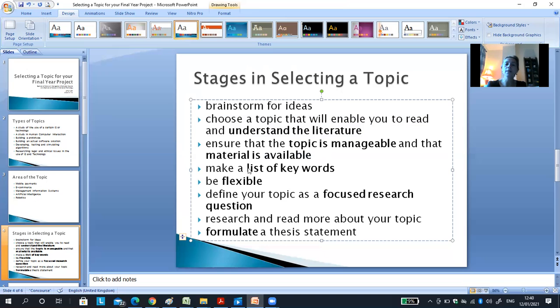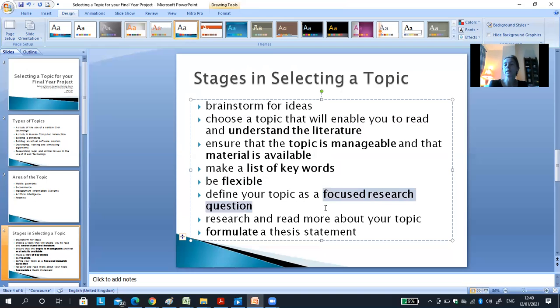Another good idea is to make a list of keywords. You know, look at the topic and your proposal. What are the keywords that you feel you can extract? Be flexible. What does this mean? You might have to tweak your topic. Don't give up, right? Easily. You might be able to adapt it, okay?